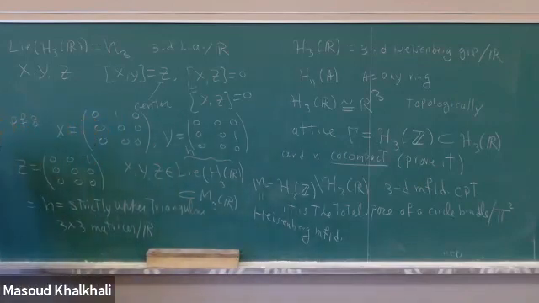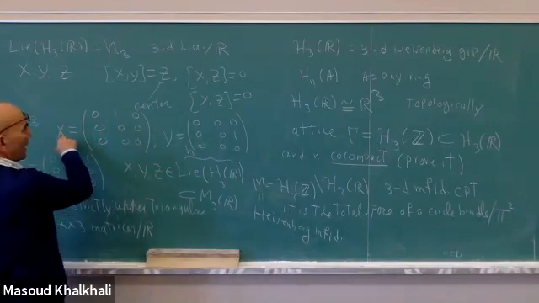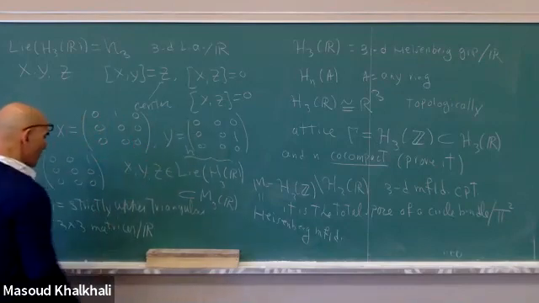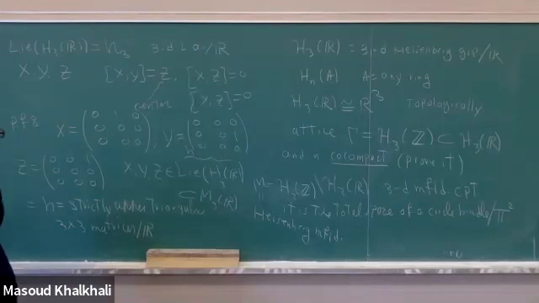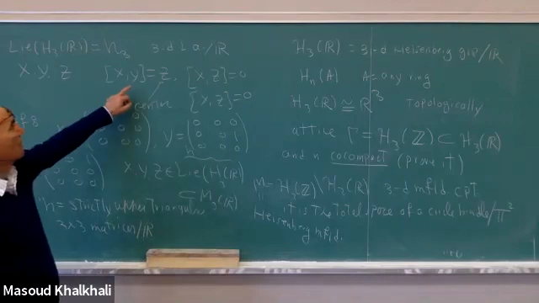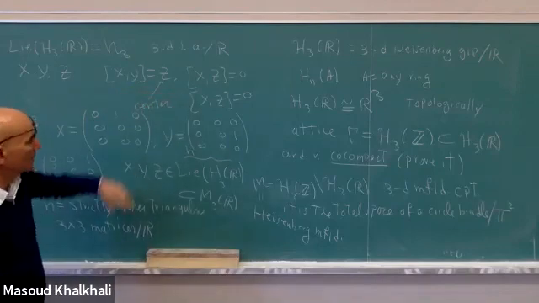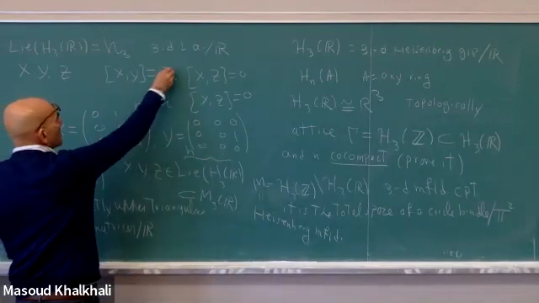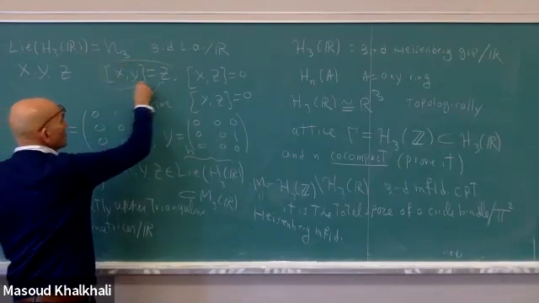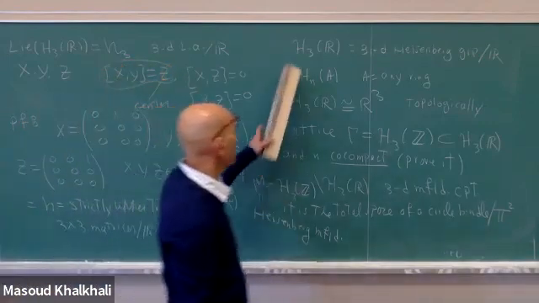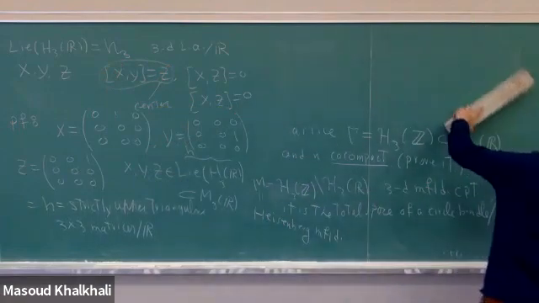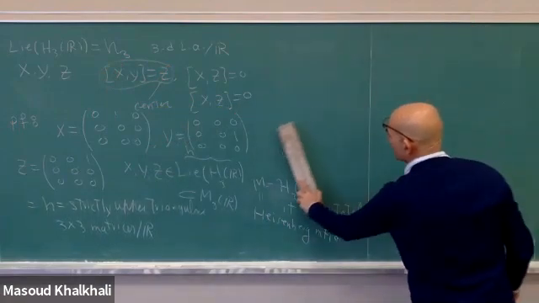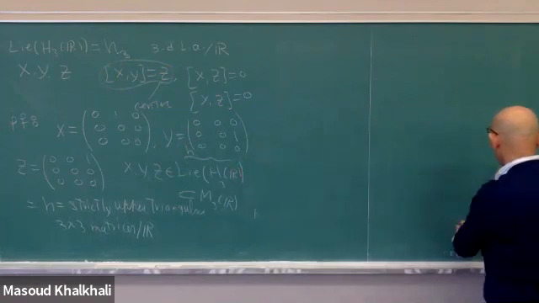So now, you can check these three relations. Of course, these three X, Y, Z form a basis for this space. Now, this relation is the reason it's called Heisenberg group. This relation should remind you of Heisenberg's commutation relation in quantum mechanics. That's the reason this was called Heisenberg group and Heisenberg Lie algebra.